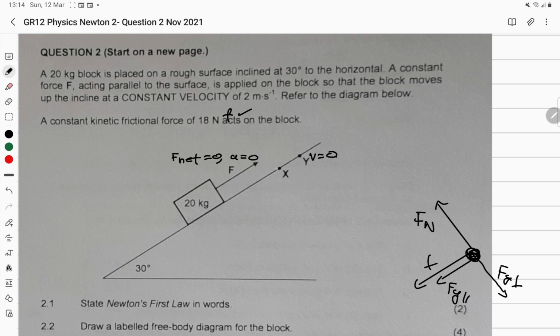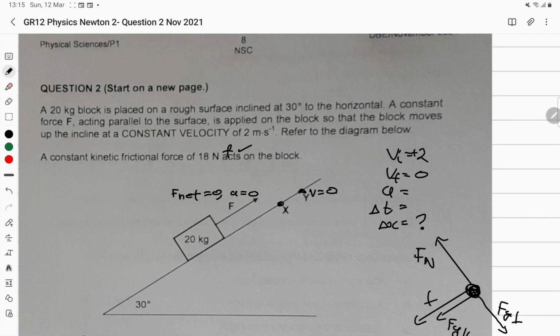So what do we know from X to Y? Right, what we know is that it stops. So the final velocity is 0, but also in the question, they said a constant velocity of 2 meters per second up the incline. So that will be the starting speed, where the applied force ceases to be applied. There's a positive 2 meters per second up the incline, and you will stop at 0. But now we don't have a third thing.